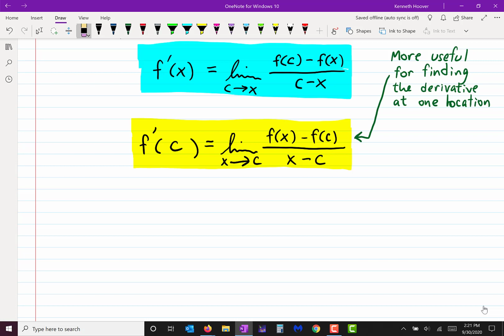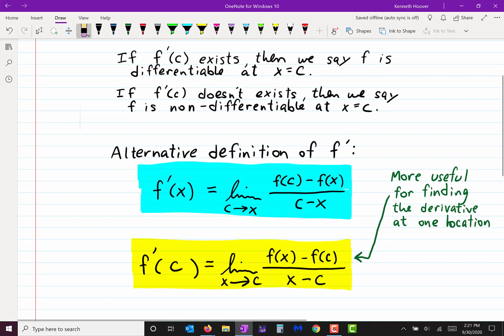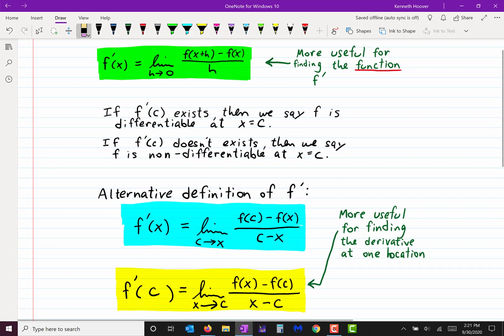Now, let me look at where we are on time. Okay, it's only been 15 minutes. That's fine. So let's practice that so you can get an idea for using it. There are really 3 different ways of writing the derivative, so let's practice using different ones.